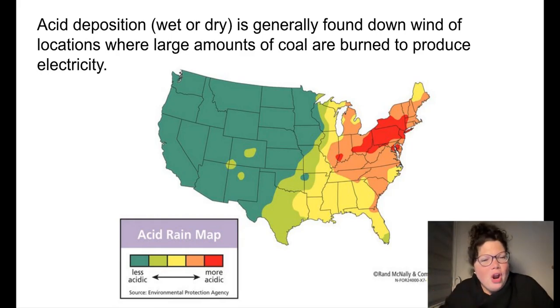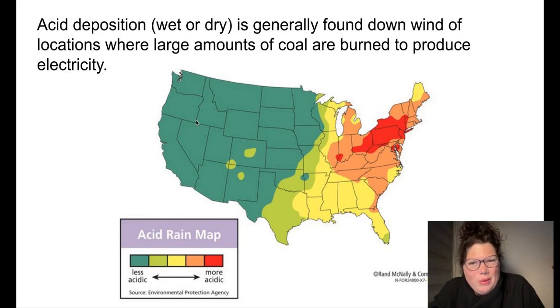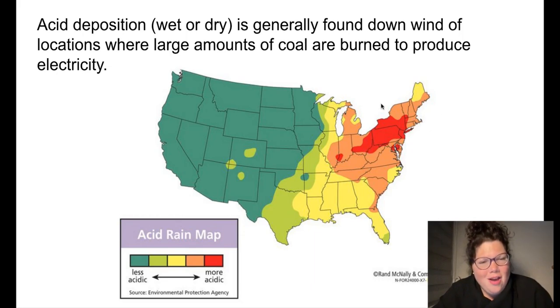And if you remember, our Ferrel cells are blowing the winds in this direction. Our trade winds are blowing from the west to the east. And so that is why the acid rain is actually falling up in this area, because the wind is blowing in this direction. It picks up the pollutants in this area and then deposits them in the New England, New York, Pennsylvania, Washington, D.C. area.